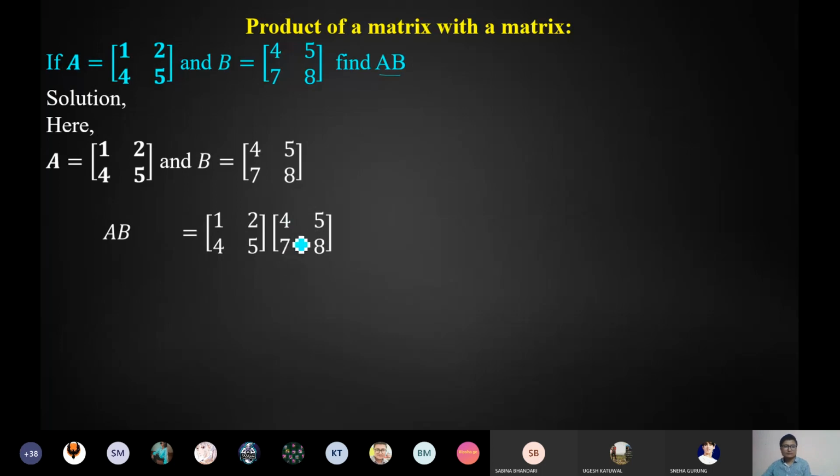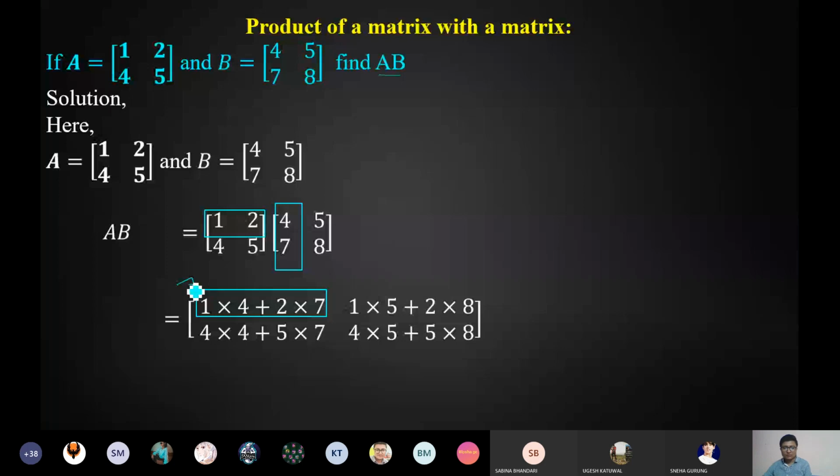These two matrices. So how to multiply here? 1 2 will multiply 4 7 first. So let's multiply them. See here, first of all focus on this element, this only. 1 into 4, first element times first element, plus 2 into 7, second element times second element. And let's focus on this element. How to find this element? This 1 2 will multiply 5 8.